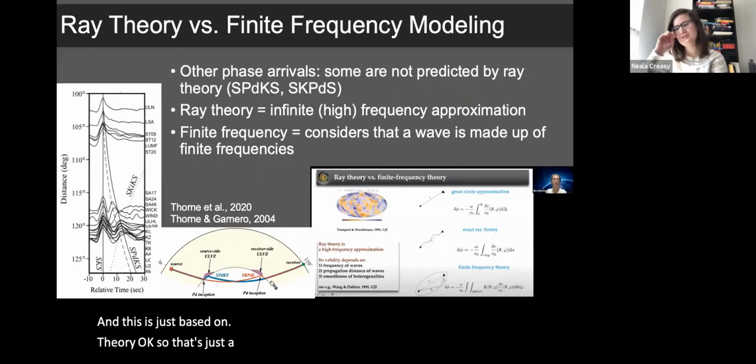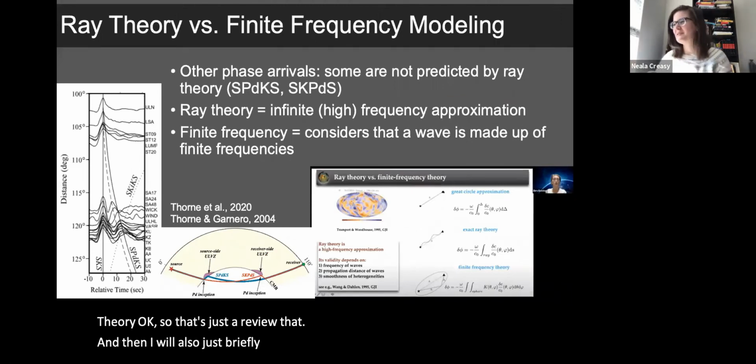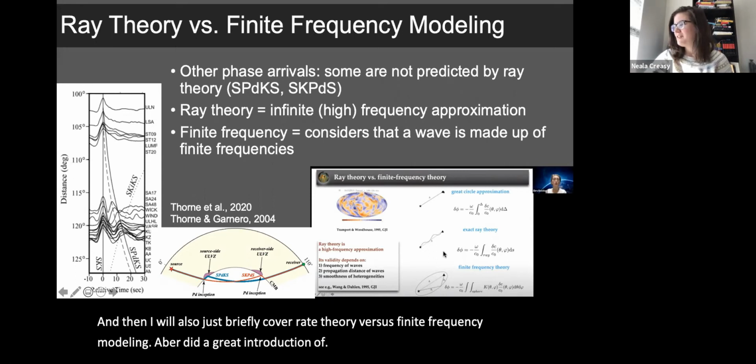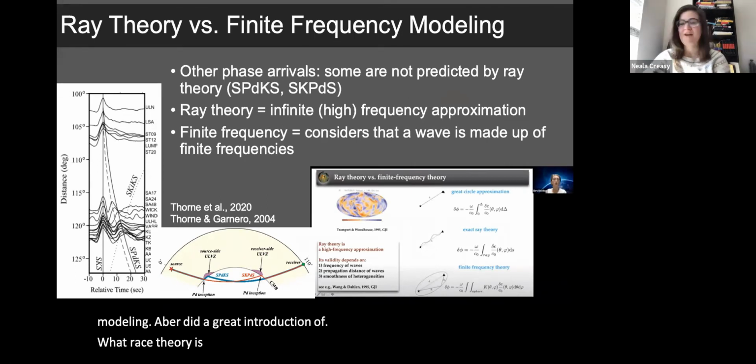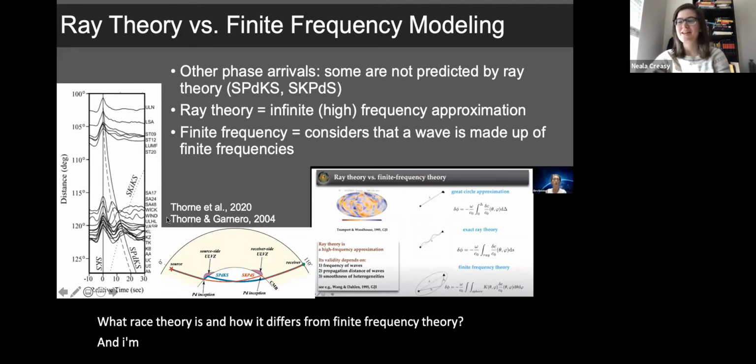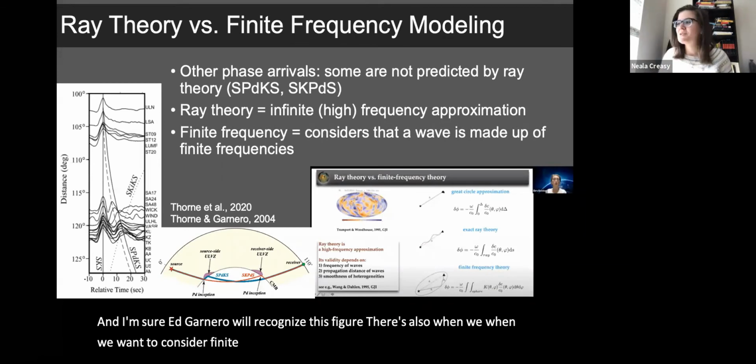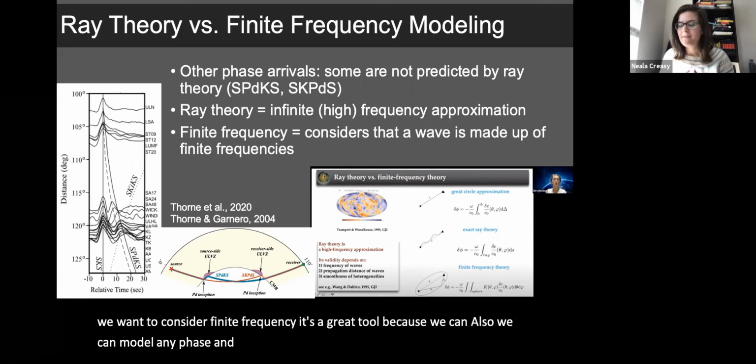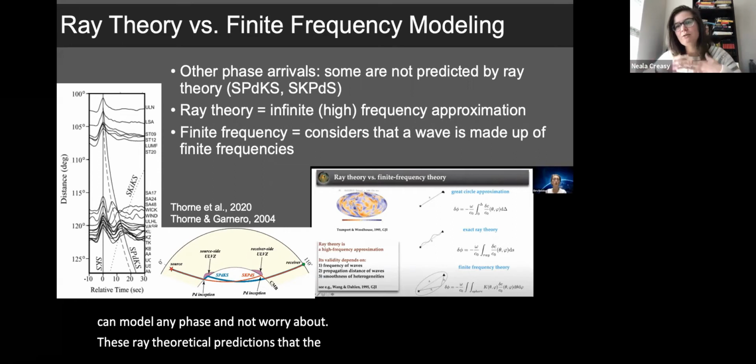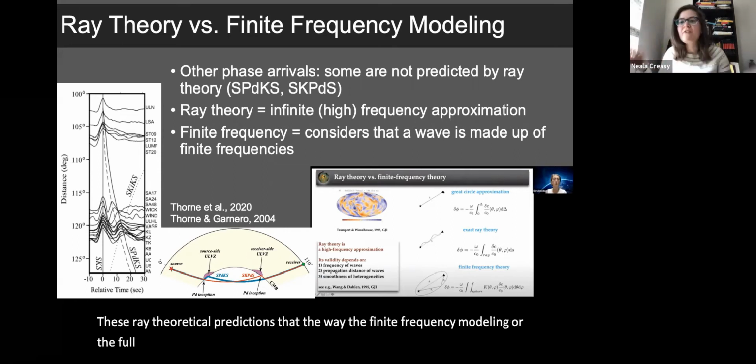And then I will also briefly cover ray theory versus finite frequency modeling. Ebru did a great introduction of what ray theory is and how it differs from finite frequency theory. And I'm sure Ed Garnero will recognize this figure. When we want to consider finite frequency, it's a great tool because we can model any phase and not worry about these ray theoretical predictions. The finite frequency modeling, or the forward modeling, will take everything into account.